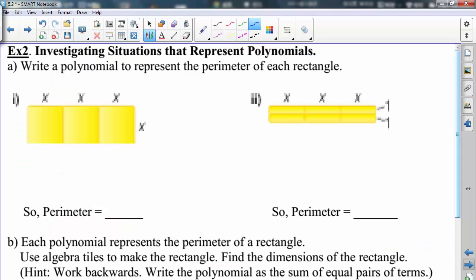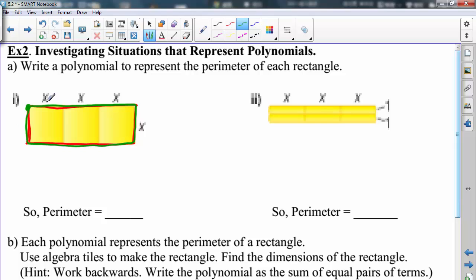So right now, let's look at example 2, investigating situations that represent polynomials. Write the polynomial to represent the perimeter of each rectangle. The first rectangle is this big one. If we want to find its perimeter, the perimeter means the distance around the outside of the shape. So if I start from here, I move along each side once and go back to my starting point. How far I need to go, that's called perimeter.